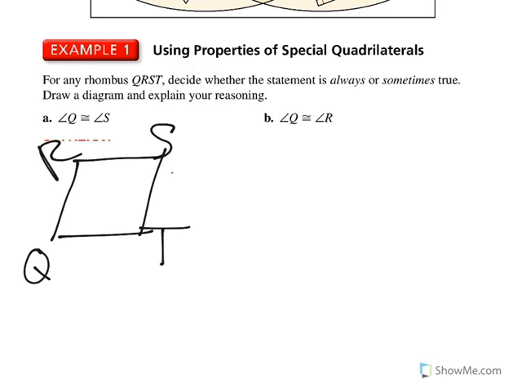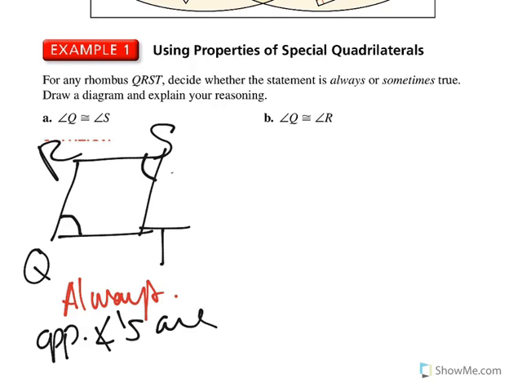QRST. And we want to see if angle Q and angle S is always or sometimes true. Well, this is going to be always, because it's a rhombus, it means it's also a parallelogram. And we know that in parallelograms, opposite angles are congruent. Okay, so that's always going to happen. The opposite angles are going to be congruent.